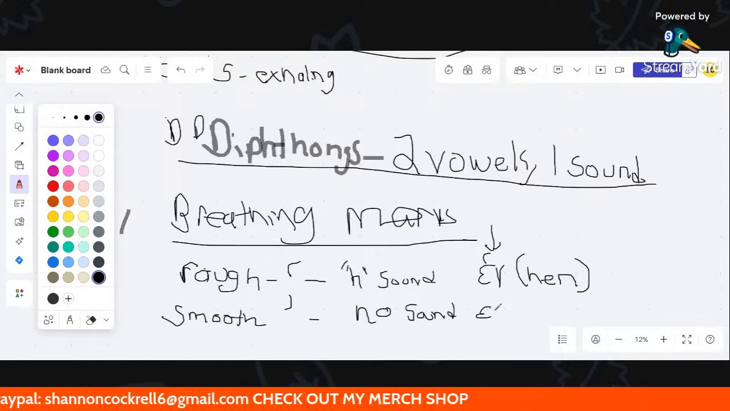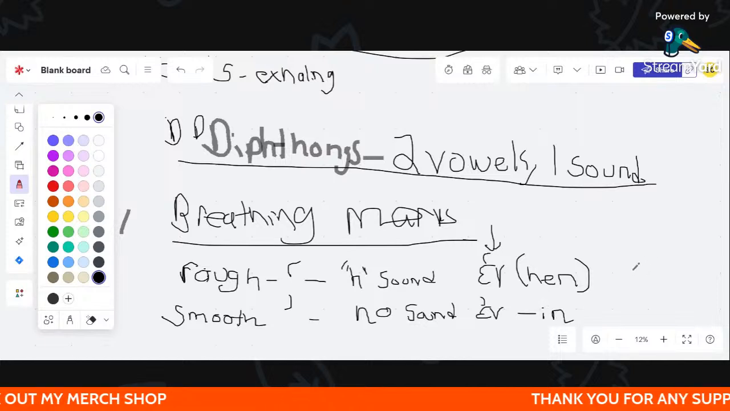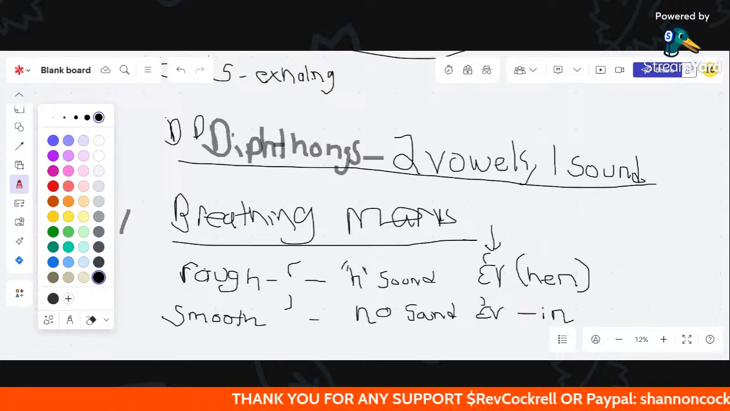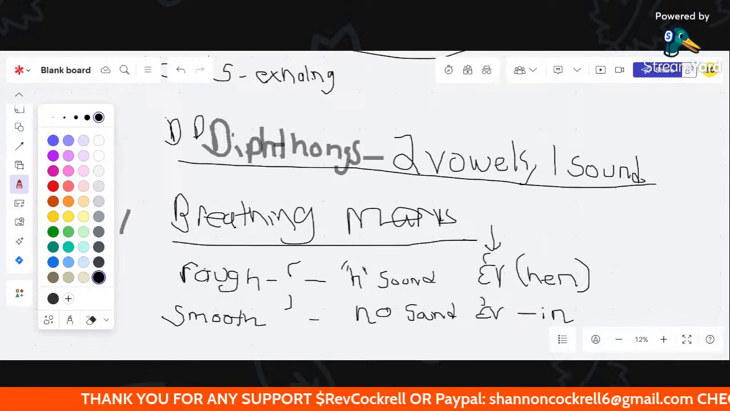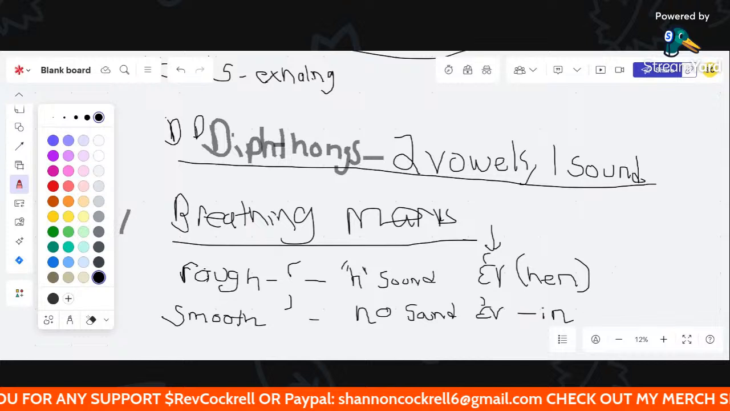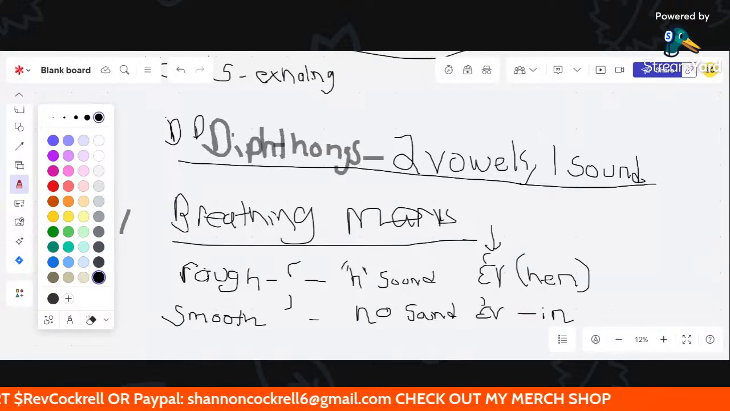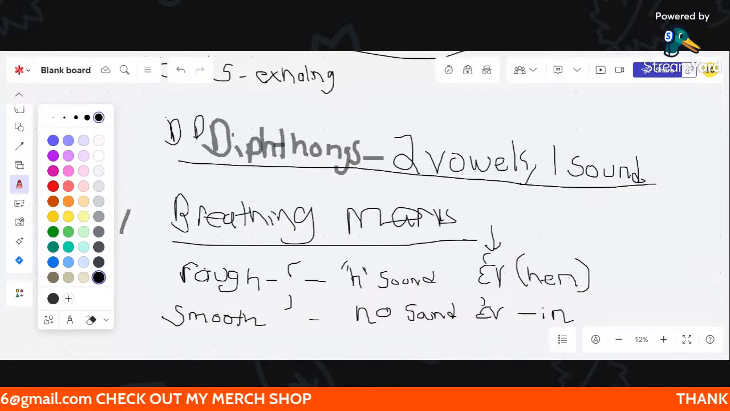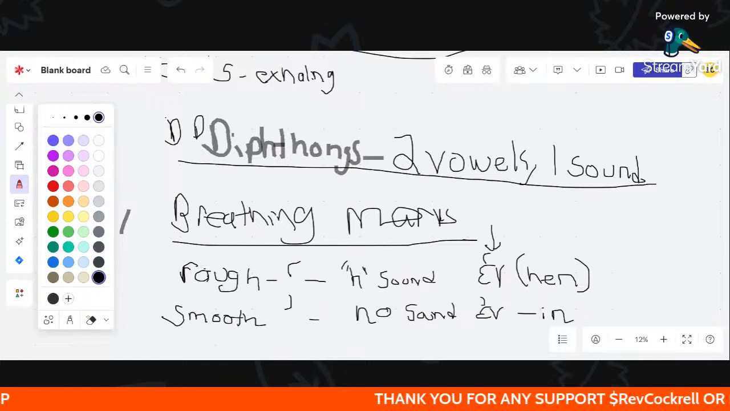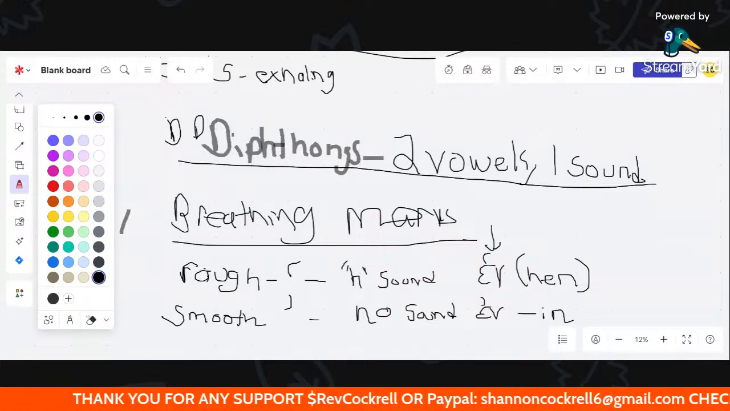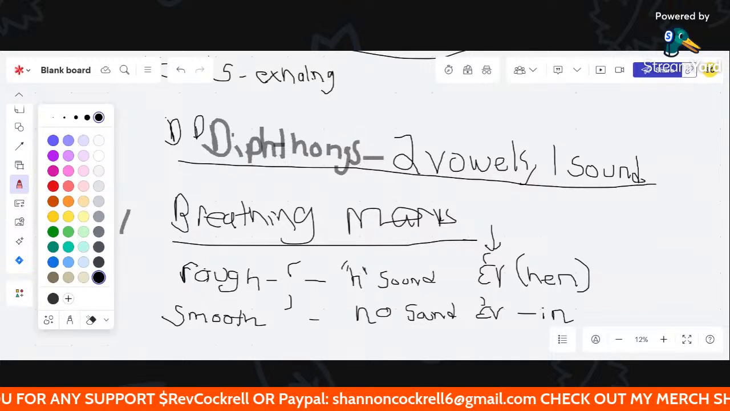So if you saw this, you would just pronounce it "in." So those are rough breathing marks. They're really, really small. When you're reading through your Greek text, you'll notice them. So rough is an H sound, smooth, there's no sound.